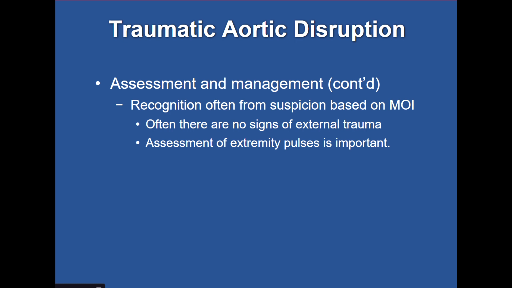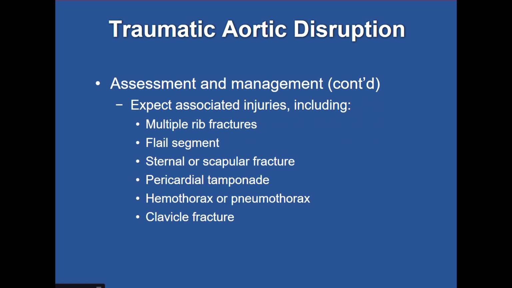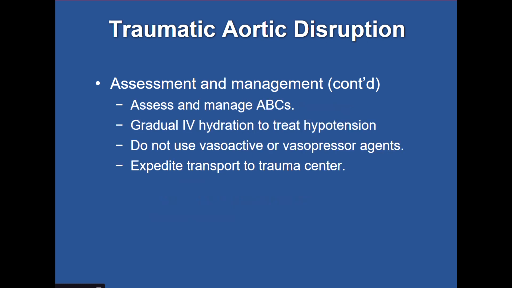Alright. And again, they need definitive treatment because they need a sharp knife and a cold table to help them out. And some of the things that would make me suspect that they have this injury is if they have a significant mechanism of injury with multiple rib fractures, flail segments, a scapula or sternal fracture. Again, that takes an incredible amount of force. If there's pericardial tamponade, hemothorax and pneumothorax, and even clavicle fractures that are based on direct impact.